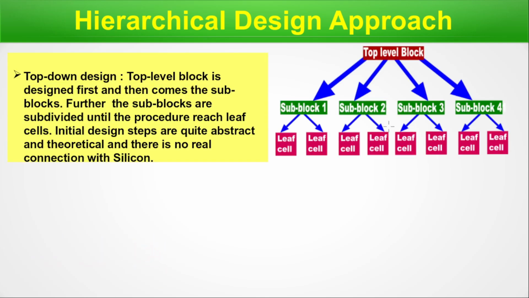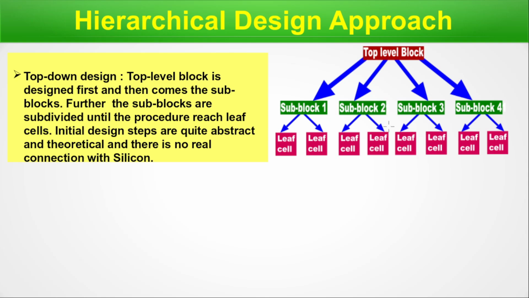As we said, in top-down design, the top-level block is designed first and then we come to the sub-blocks. Further, the sub-blocks are subdivided until the procedure reaches leaf cells. Initial design steps are quite abstract and theoretical, and there is no real connection with silicon. Top-down design methodology starts with the bigger block in hand. First, the top-level block, or the biggest module, is designed.